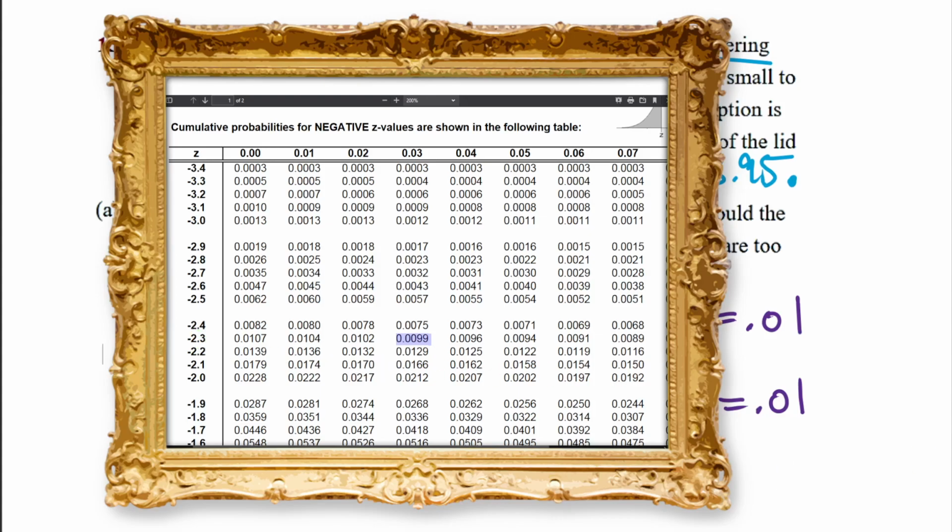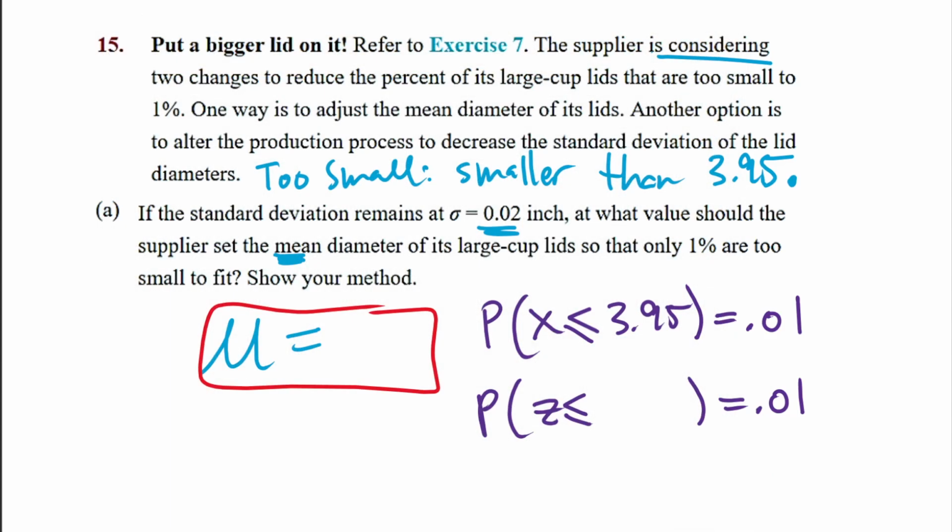So negative 2.33. So the 1 percentile of lids are smaller than this number of centimeters, this is centimeters, right? Yeah, it must be. I didn't say it, but it must be from the previous problem. Or maybe it could be inches. No, 4 inches? Yeah, that's inches. 3.9 centimeters, no way. That's a large cup, too. Yeah, it has to be inches. Okay, sorry, too much chit-chat.